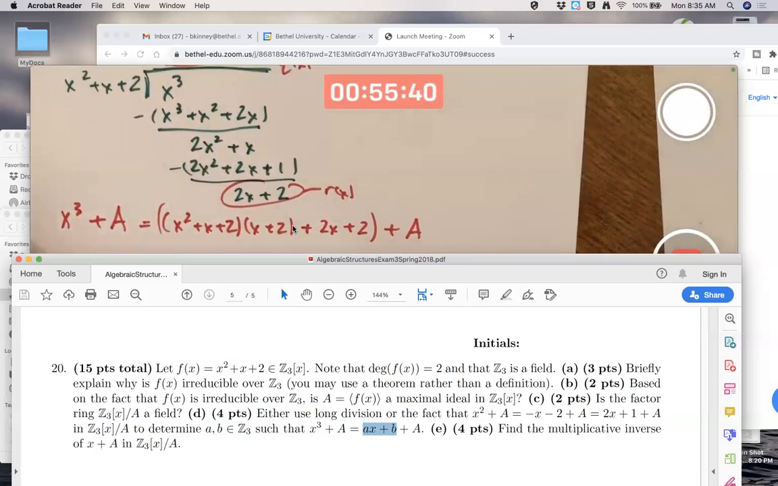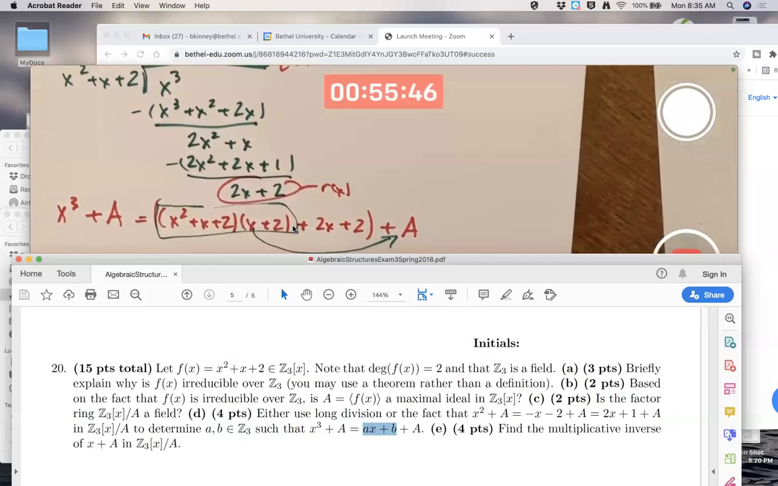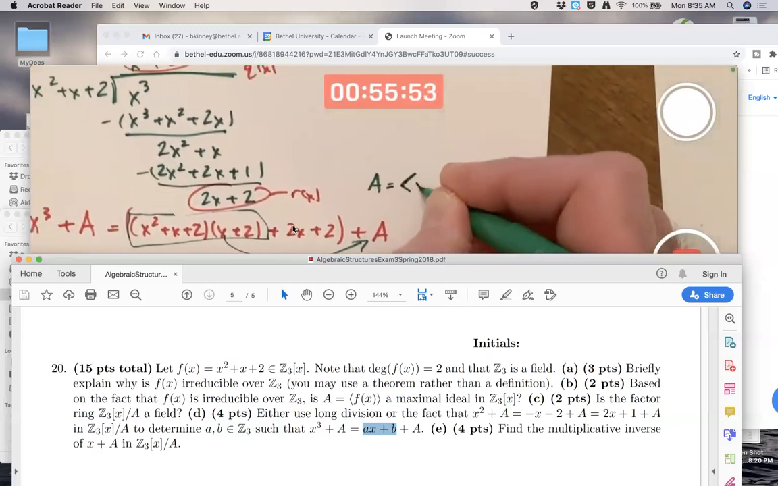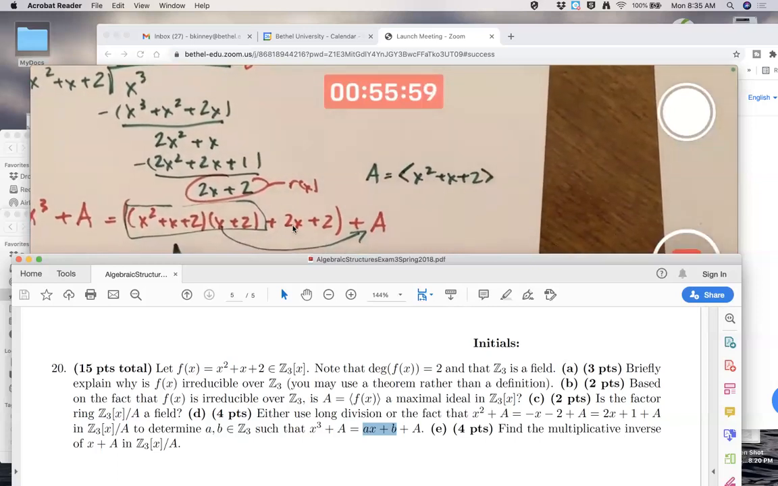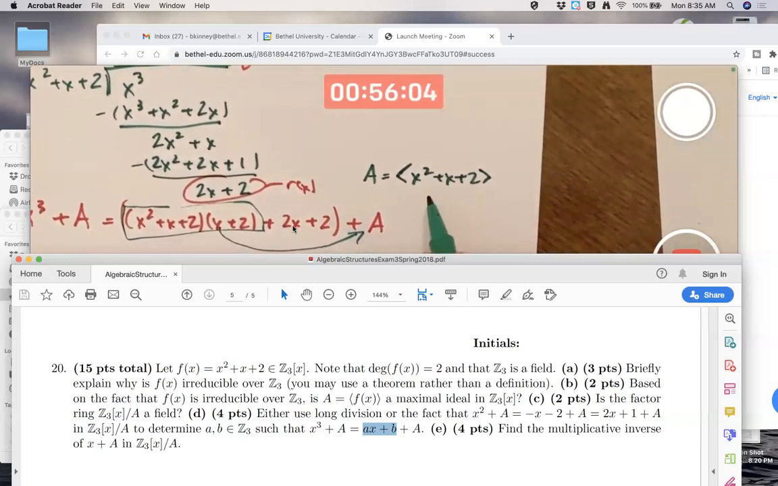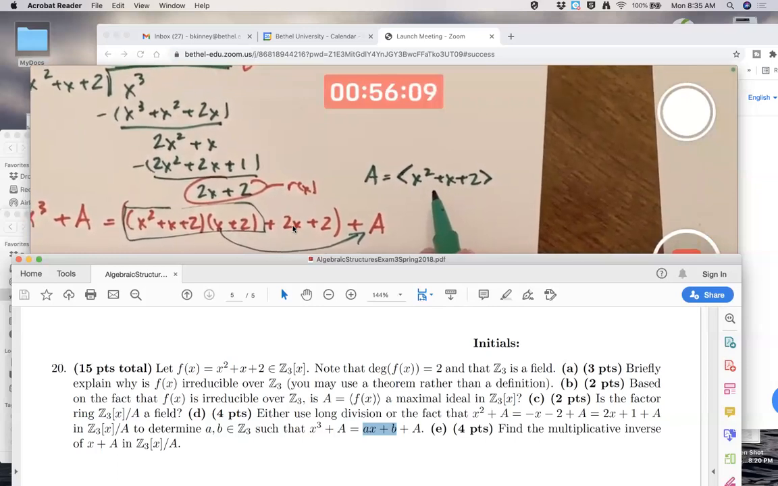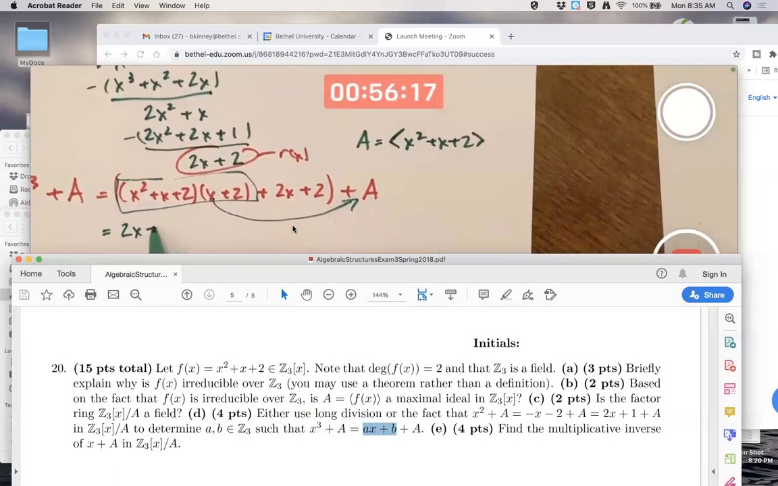But then, yeah, this part gets sucked into A. Why? Because A is the ideal generated by x squared plus x plus 2. So any polynomial multiple of x squared plus x plus 2 is in A. That's what the principal ideal means. All multiples of this polynomial. And being in A means it gets sucked into A. And I can write this as 2x plus 2 plus A.